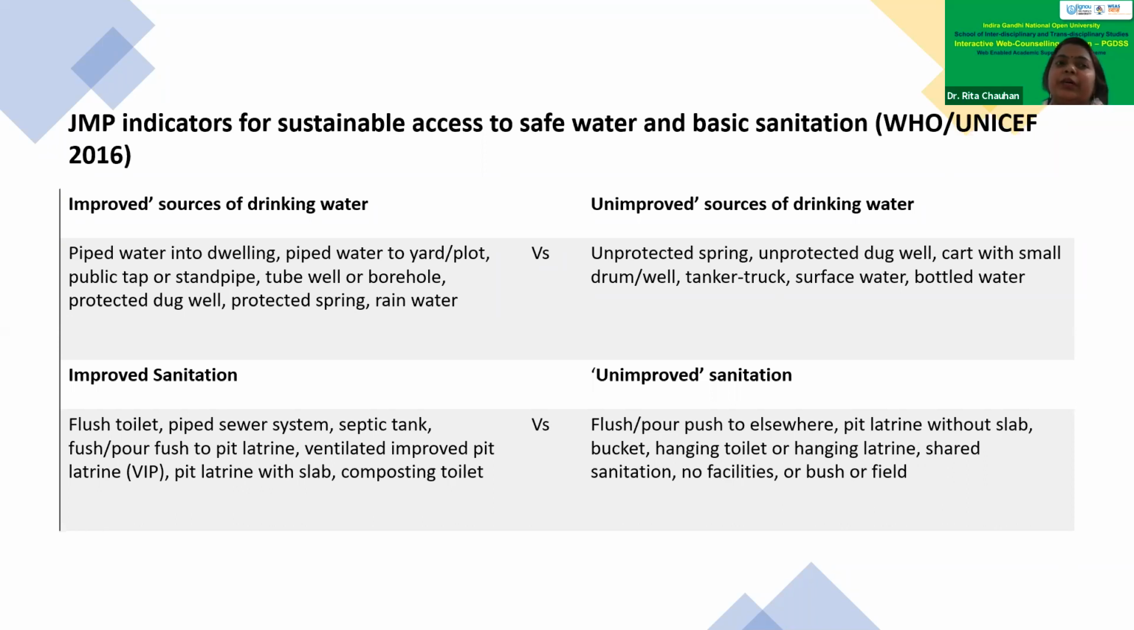And the Joint Monitoring Program generally has these indicators to assess the status of a country towards sustainable access to safe water and basic sanitation. For improved sanitation, for example, we should have a flush toilet, a piped sewer system, a septic tank, a well-ventilated improved pit latrine. The pit latrine should have a slab. We should have composting toilets. These are the indicators for improved sanitation.